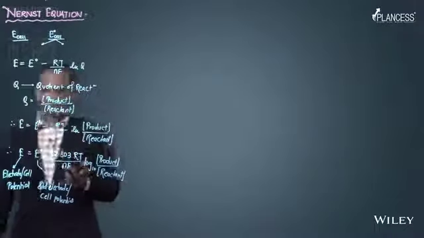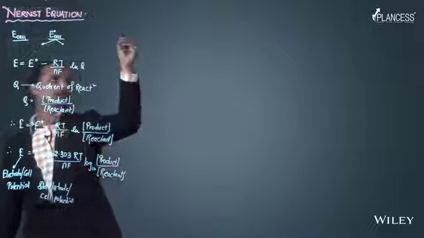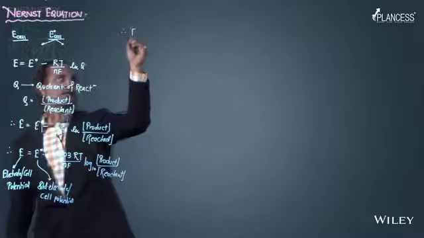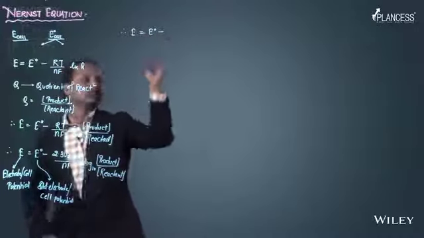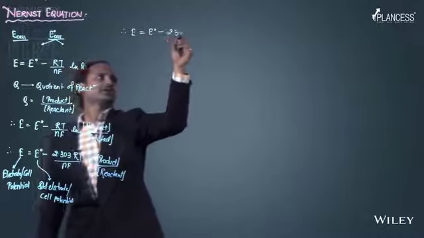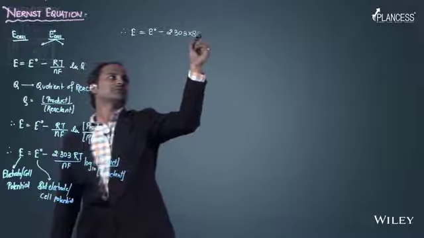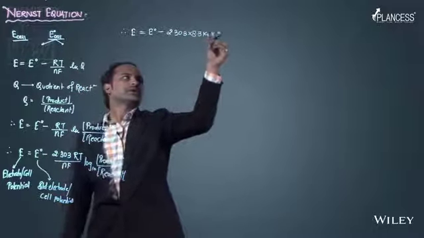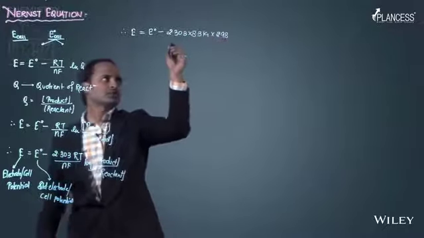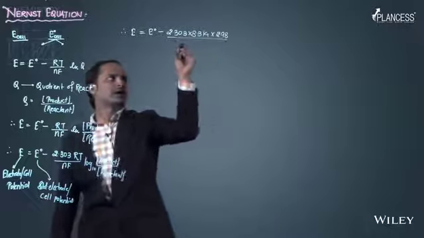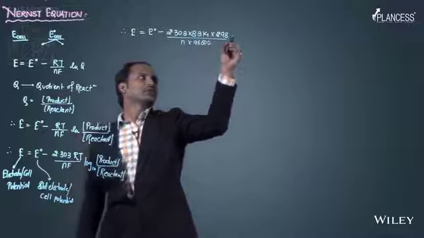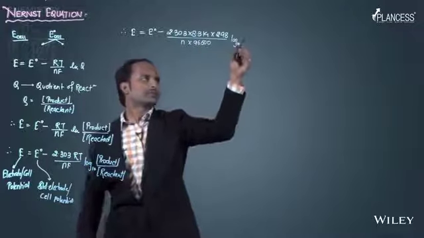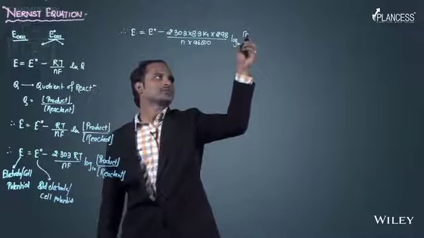R is a constant, as I said, so we have E is equal to E naught minus 2.303. R is the gas constant, its value is 8.314. Temperature, we are considering the standard condition, so the temperature is going to be 298, upon N into 1 Faraday, which is 96,500 coulomb, into log to the base 10 of product concentration upon reactant concentration.